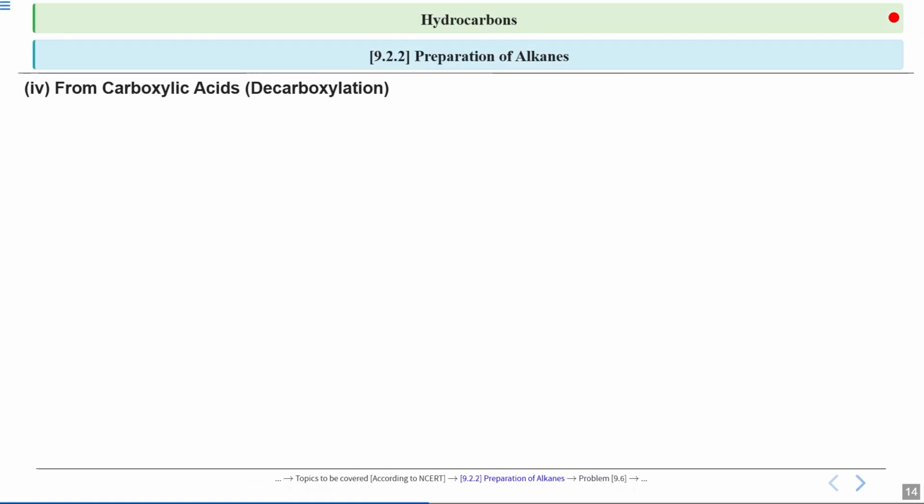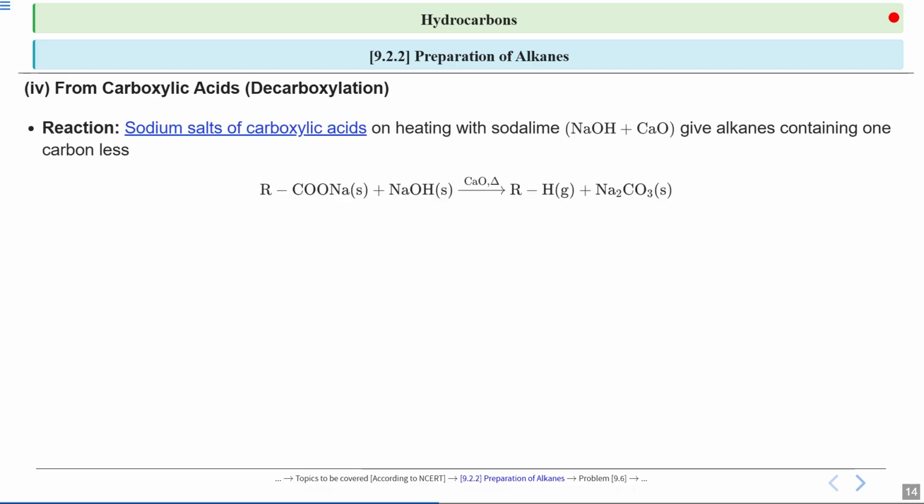Now let us discuss another method. Here we will see the preparation of alkanes from carboxylic acids, also known as decarboxylation. Let us look at the reaction in detail. When the sodium salt of carboxylic acids is treated with a mixture of sodium hydroxide and calcium oxide, known as soda lime, they produce alkanes with one less carbon atom. This is a key transformation because it allows us to simplify the carbon chain.